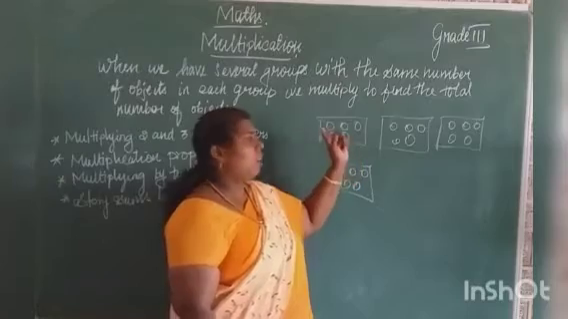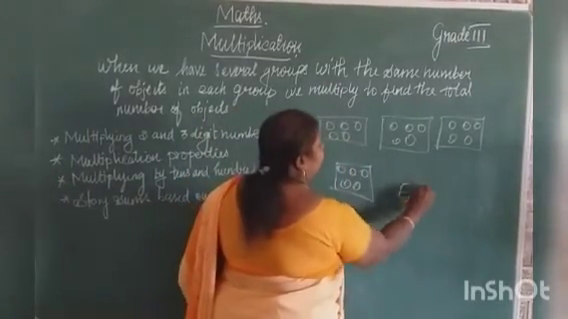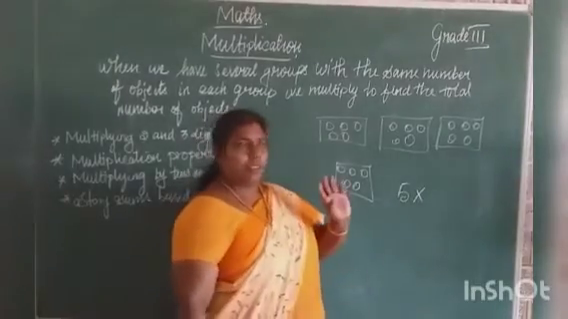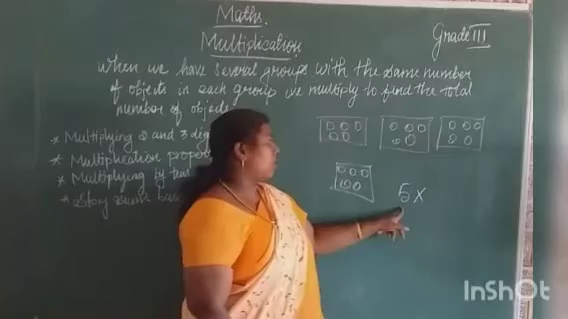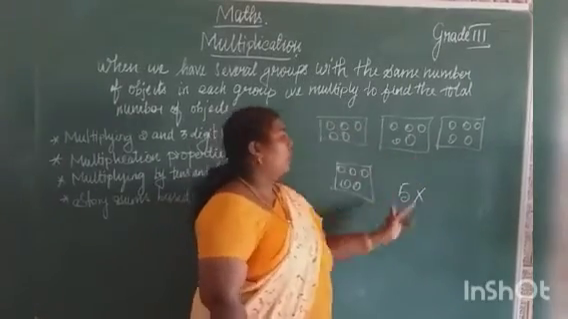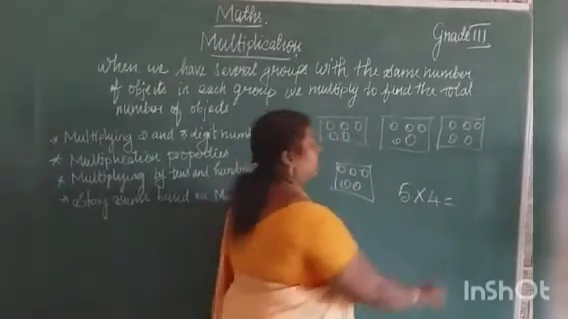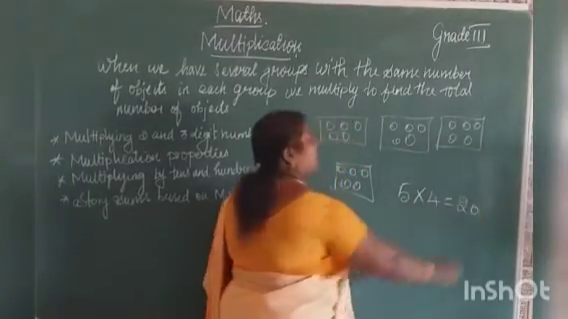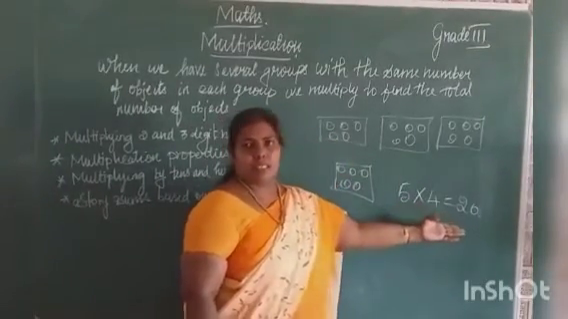Then 5 into 4. 5 chocolates in each box. Then each box, how many chocolates are there? 5 chocolates are there. Then total number of boxes, how much? 1, 2, 3, 4 boxes, right? Then we can calculate 5 times 4 are how much? 20, right? Instead of counting, we can multiply and get the answer easier.